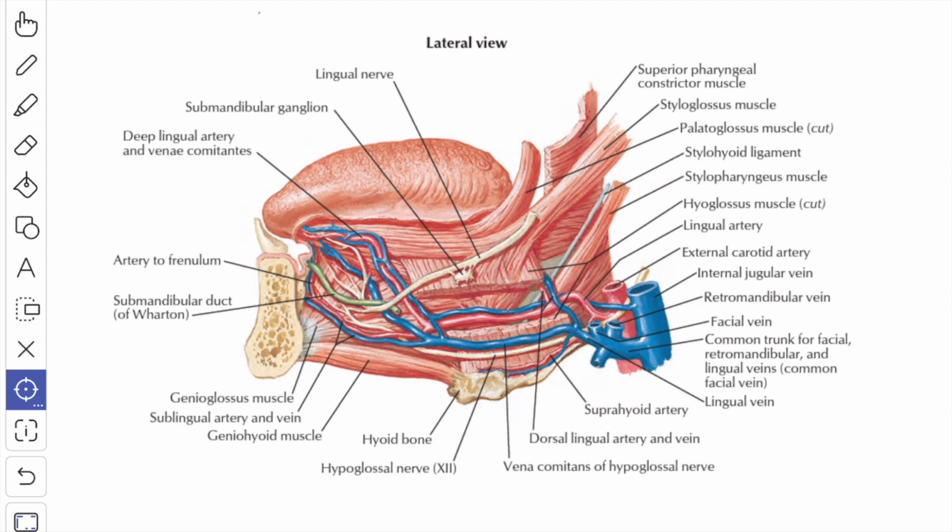The veins of the tongue are arranged in two sets, the superficial set and the deep set. The superficial vein drains the tip and the undersurface of the tongue, passes superficial to the hyoglossus muscle, accompanying the hypoglossal nerve, and ends in the internal jugular vein. The deep vein drains the dorsum of the tongue, passes deep to the hyoglossus muscle and terminates into the internal jugular vein either directly or after joining the superficial vein.